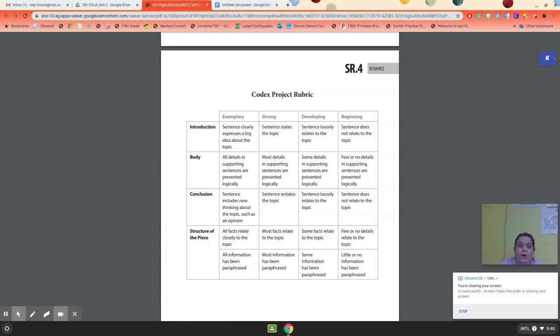To be strong, most facts related to the topic, and most information has been paraphrased. To be developing, some facts relate to the topic, and some information has been paraphrased. And for beginning, few to no details are related to the topic, and little to no information has been paraphrased. But we don't have to worry about that because I'm not going to have any beginners. Okay? No beginners. Because we're fifth grade and we can write. We can do this. Now, just to give you an example, I'm making sure I'm doing this right, okay? Just one second.